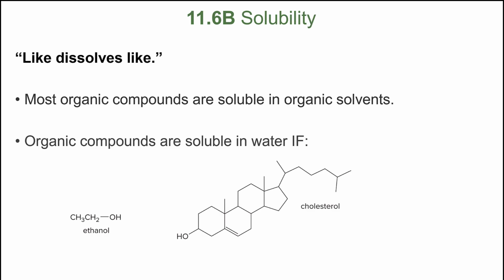And one of the things to remember about solubility, or maybe you've heard it before, is that like dissolves like. And that means that most organic compounds are going to be soluble in other organic solvents. To determine whether or not organic compounds are water soluble, there's a formula for that. It can be water soluble if the number of carbons divided by the number of nitrogens plus oxygens is less than 4. So if the number of carbons divided by the number of nitrogens plus oxygens is less than 4, then it's going to be water soluble.